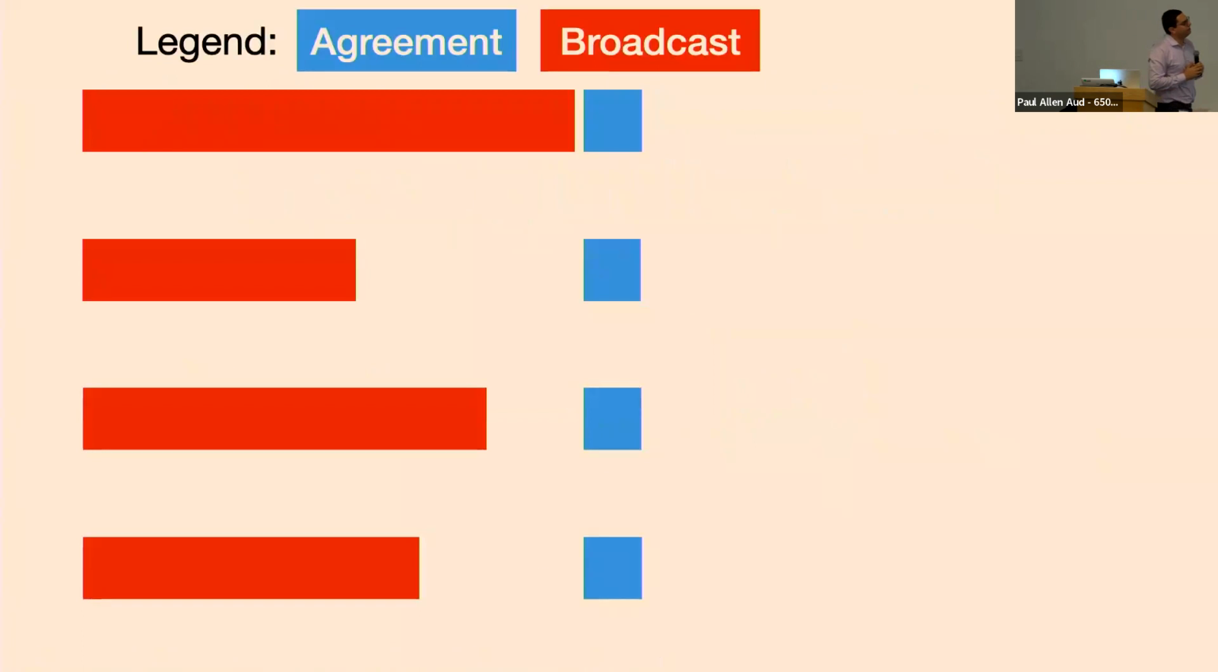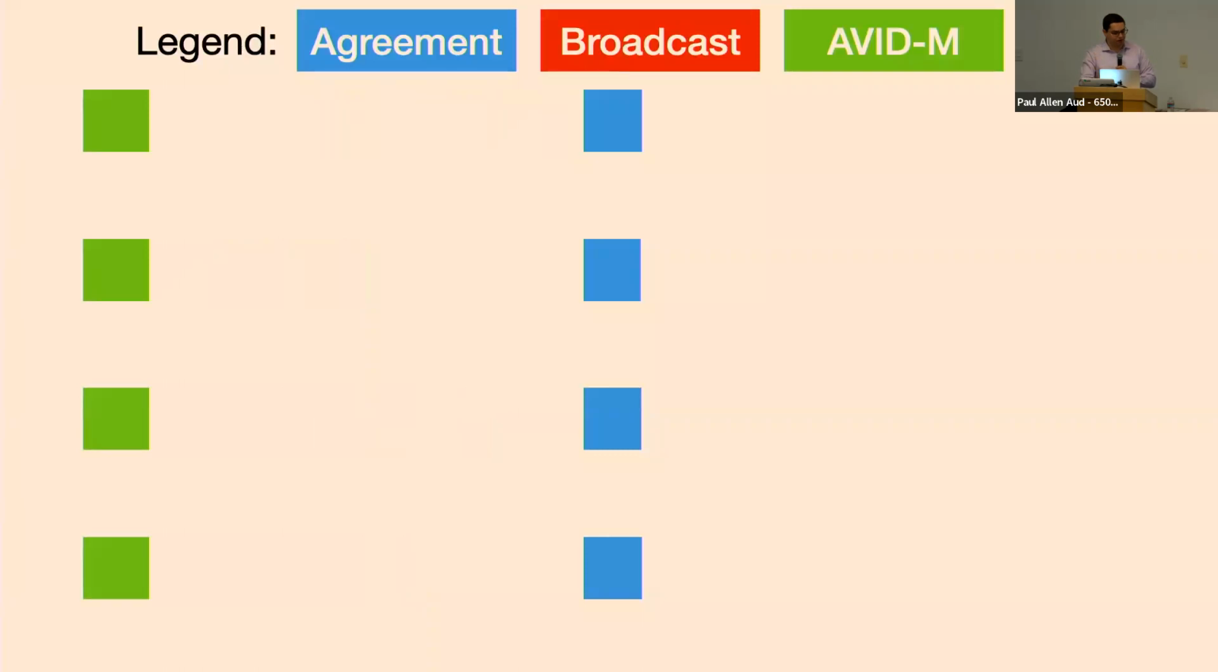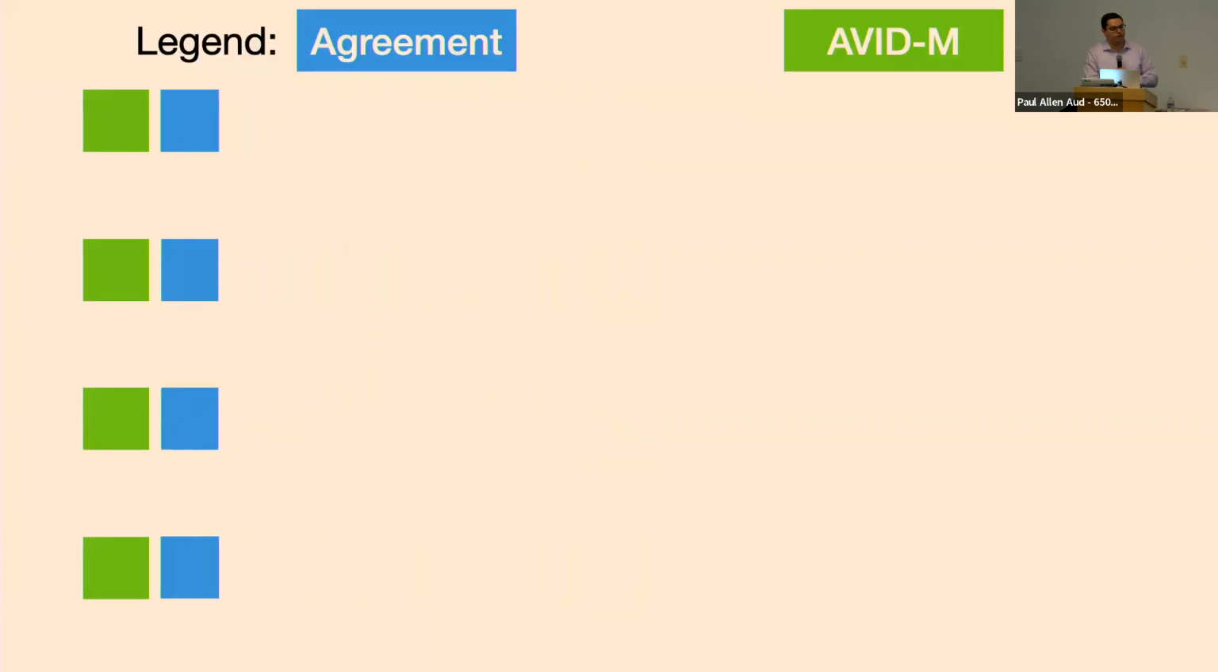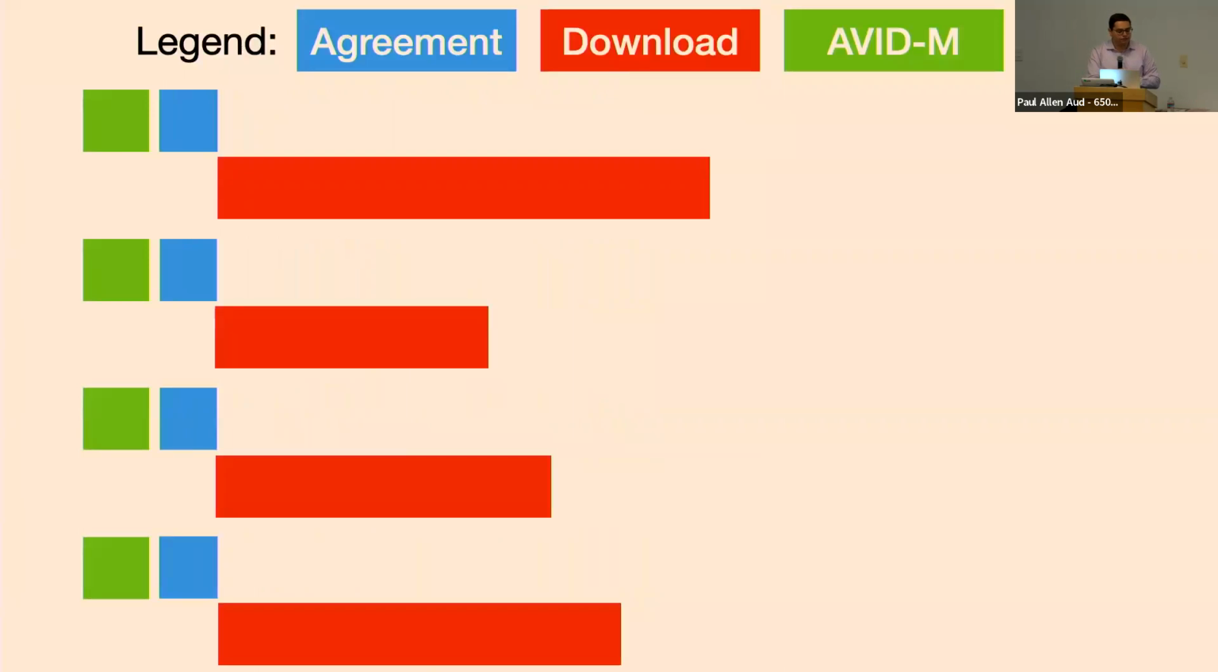Okay, so let me summarize the basic idea here. We replaced broadcast with this VID operation, and it only needs to transfer a small amount of data before nodes can proceed to agreement, and then eventually move on to the next epoch. And then asynchronously, any block that has already been agreed upon, the nodes can go ahead and download it at their own pace, concurrently with running these epochs of VID agreement.